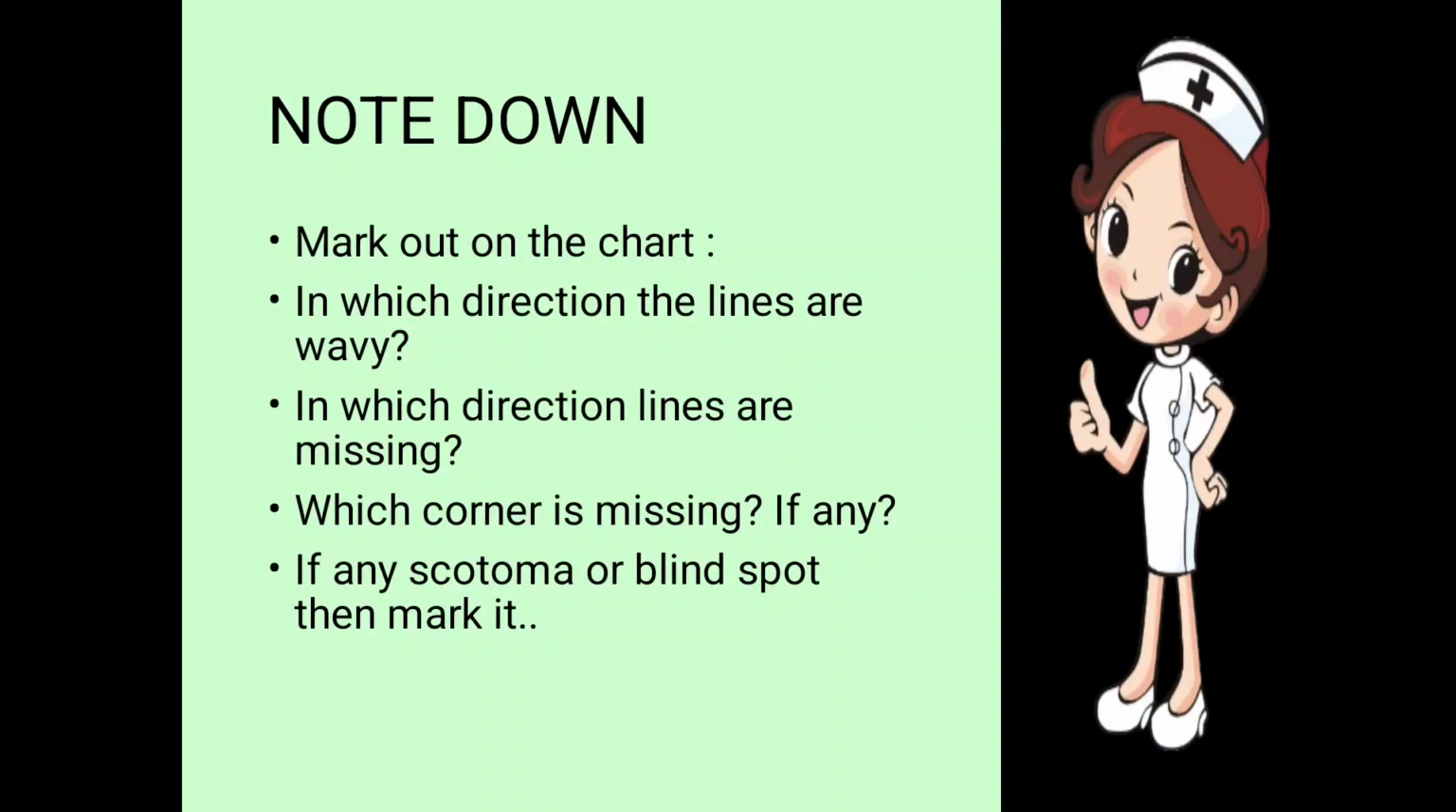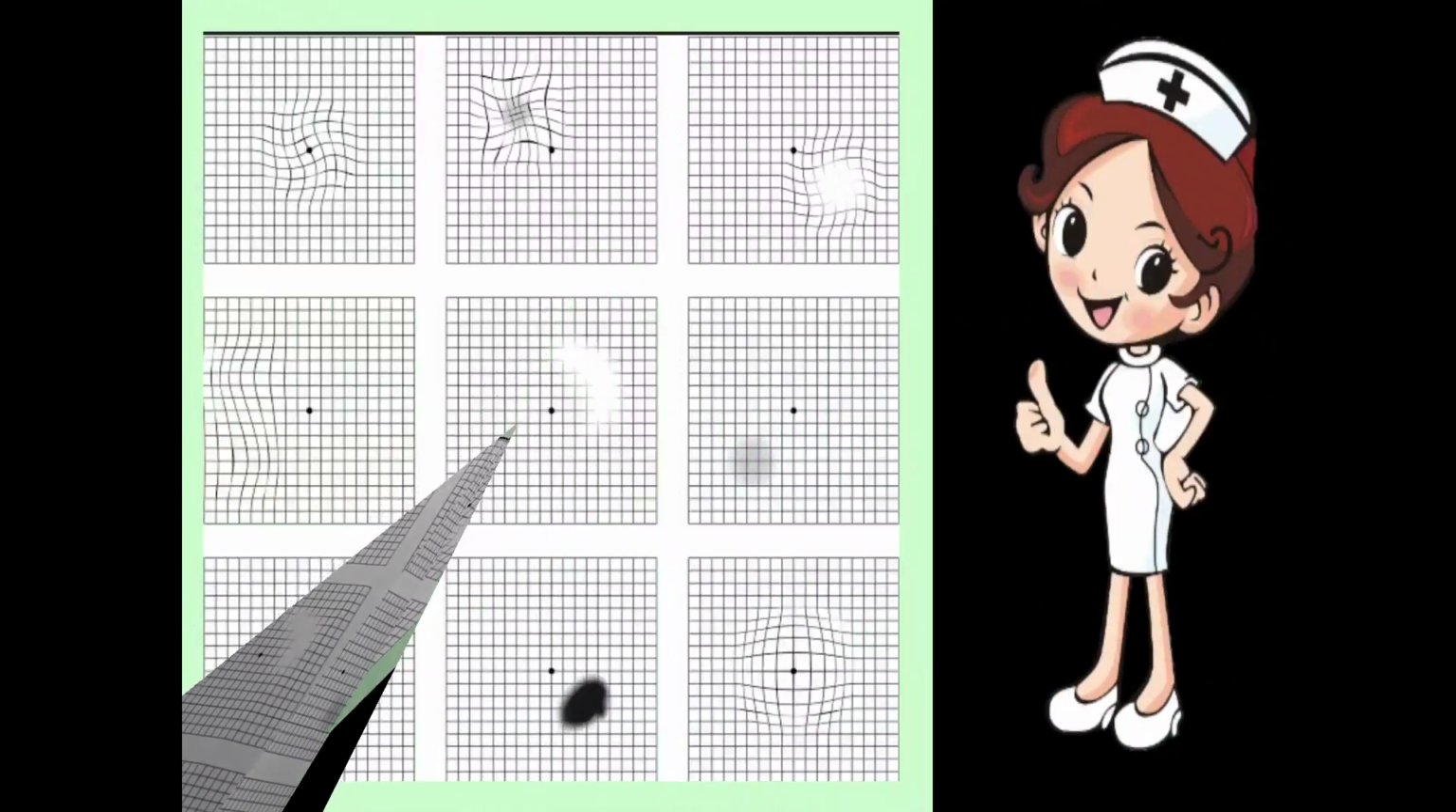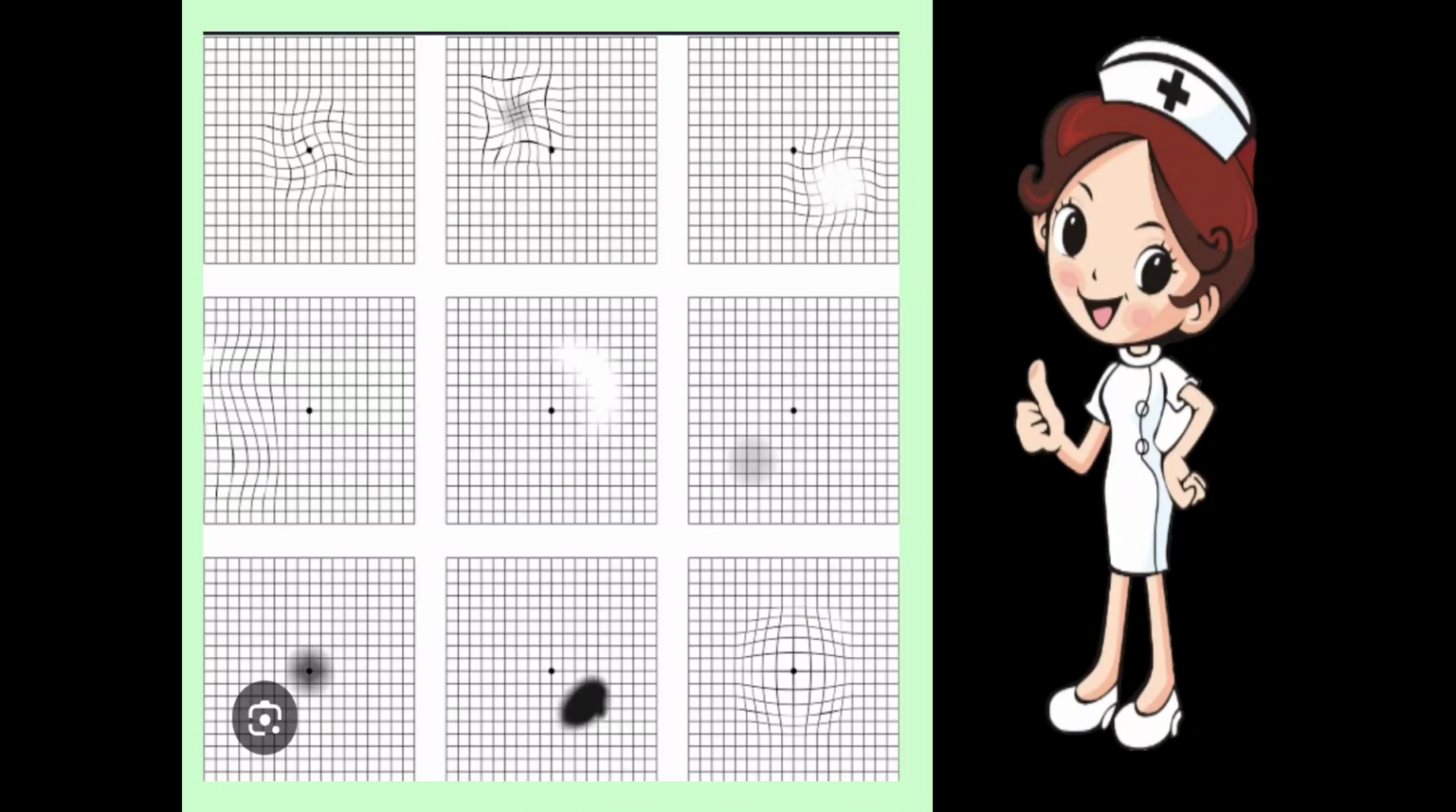In which direction the lines are missing, ask the patient and draw it. Which corner is missing, if any, then mark it down. If there is any scotoma or blind spot, then mark it. These kinds of findings should be noted.